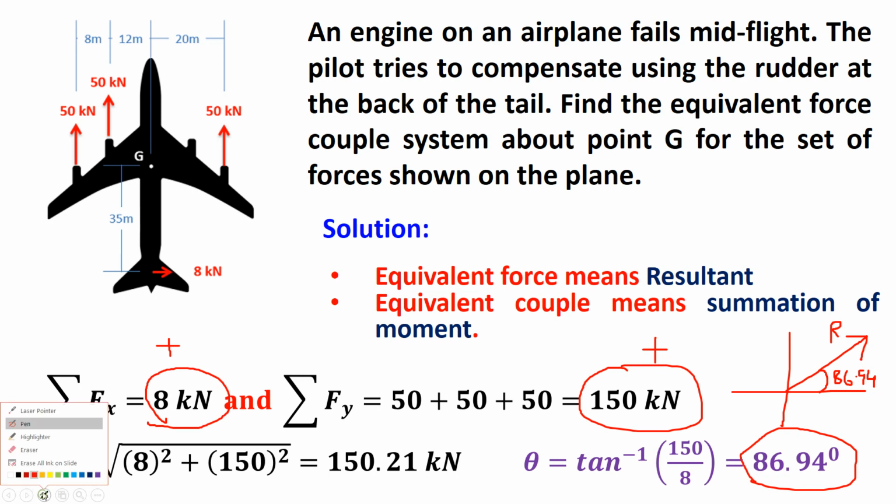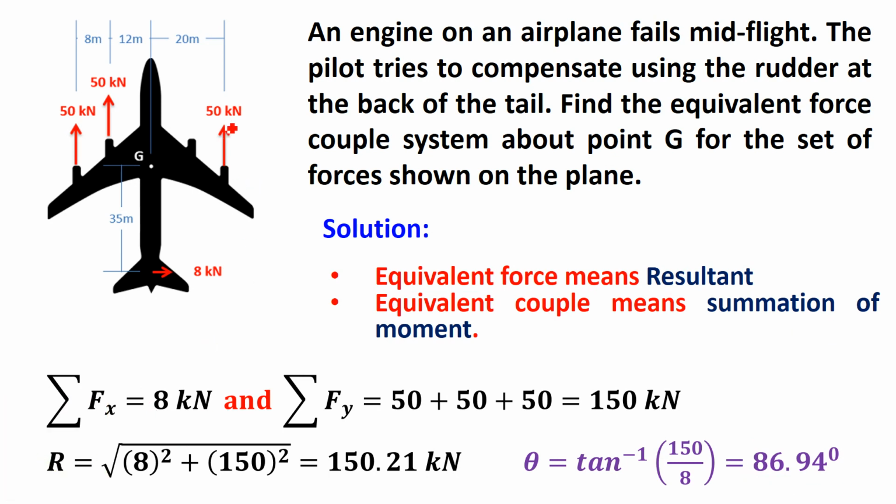Now we have to find the equivalent couple, that is the summation of moments of all forces about point G. This is point G. First identify the perpendicular distances. If the force is horizontal, the perpendicular distance is vertical. So the perpendicular distance of the 8 kilonewton force is 35 meter. If the force is vertical, the perpendicular distance is horizontal, so for the first 50 kilonewton force it is 12 meter from point G.